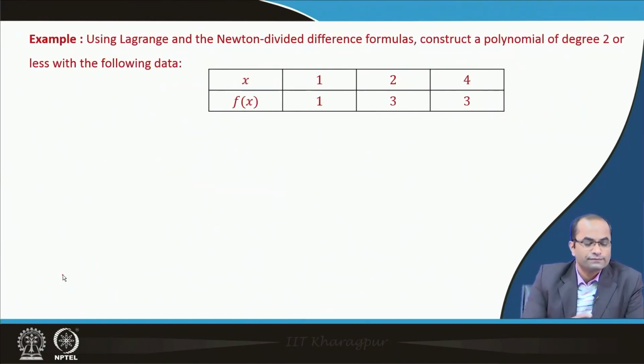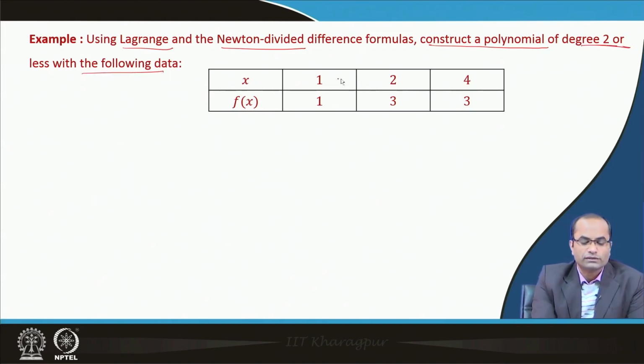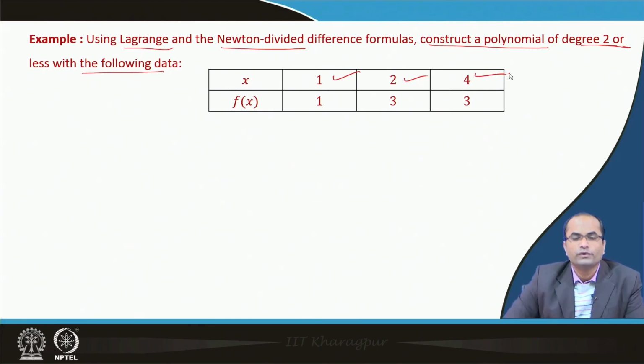First we are taking here that using Lagrange and the Newton's divided difference formula, construct a polynomial of degree 2 or less with the following data. So, we have the 3 data points. We can expect a polynomial of degree 2 or less in some cases. The value of f is also given here: 1, 3 and 3.